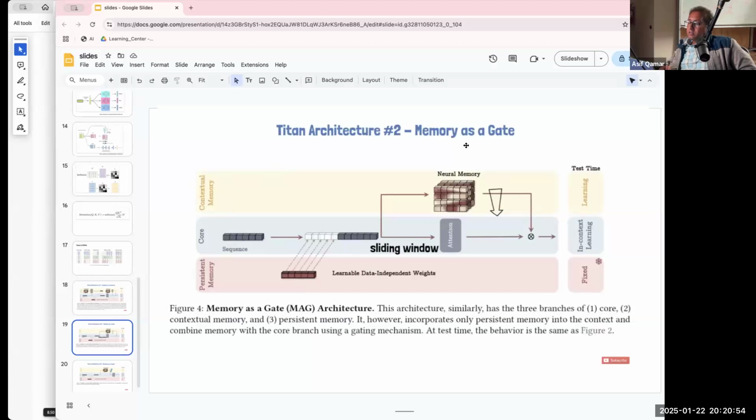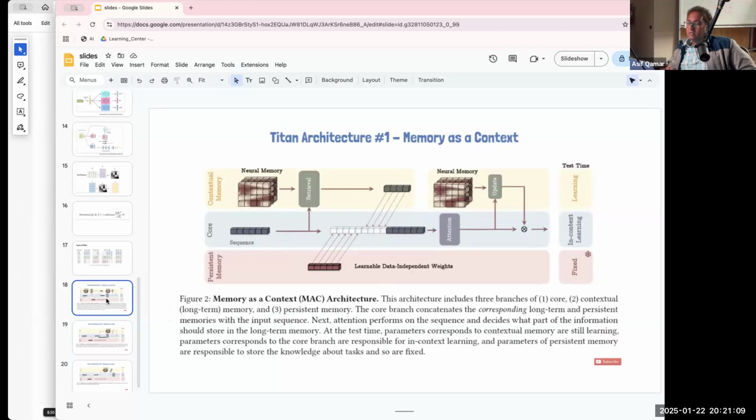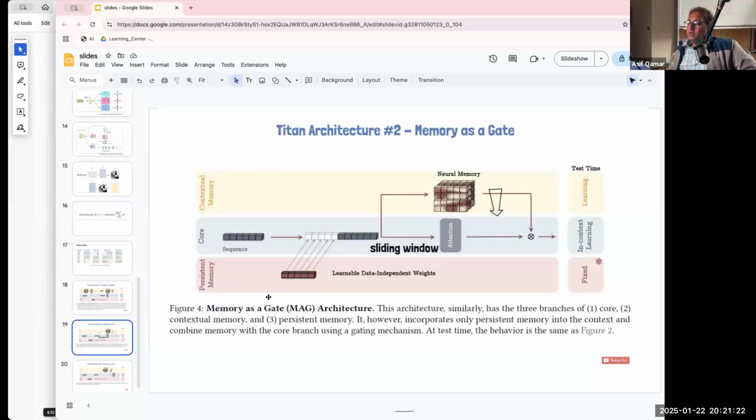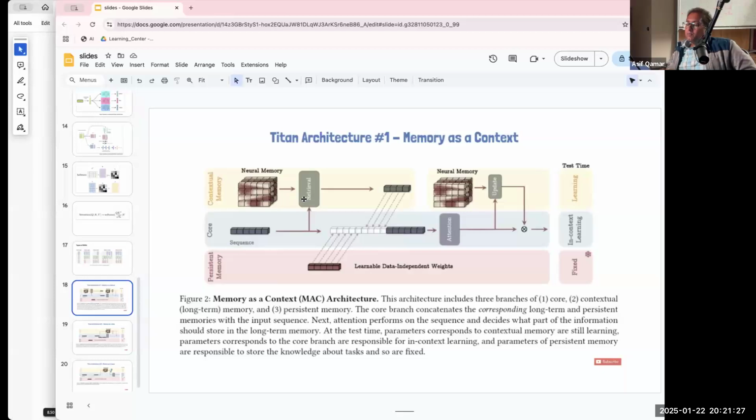Our next architecture is called memory as a gate. So what do you see? From this diagram, you can visualize that there is no update happening to the memory. In the previous architecture, the output of the attention is fed into the memory. In other words, new information is fed back into the memory. So there are two things happening. One is updating the memory weights and stuff like that.